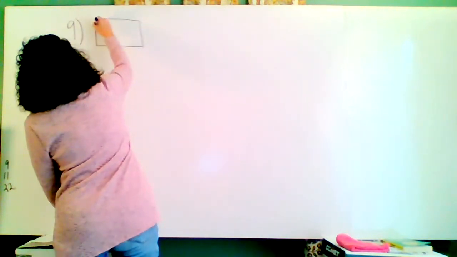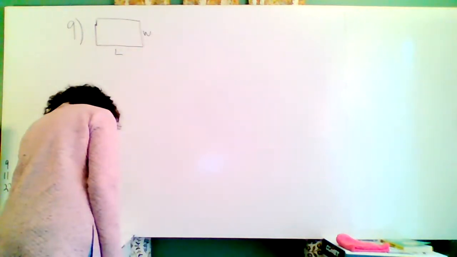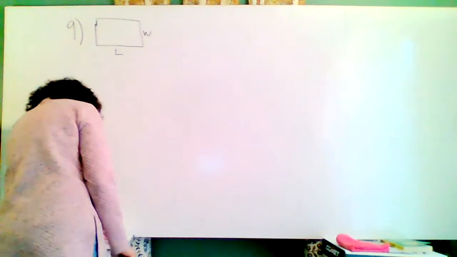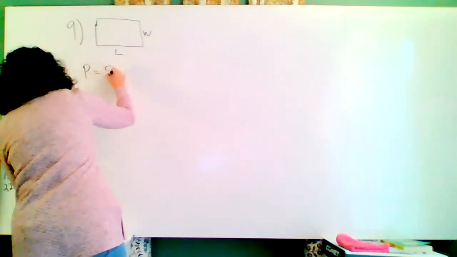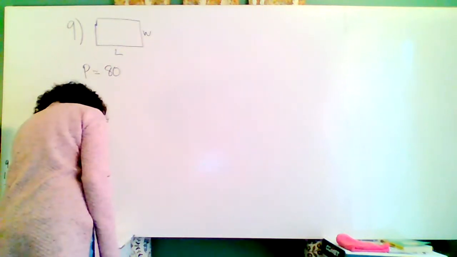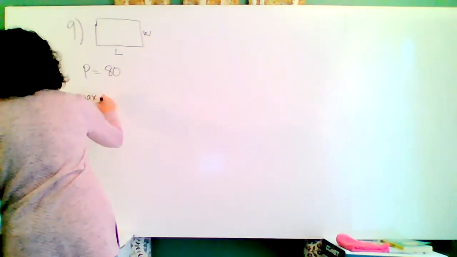I'll just call this, that was not a good rectangle. Find the length and width of a rectangle that has the given perimeter. The perimeter equals 80 and a maximum area. So they want us to maximize the area.